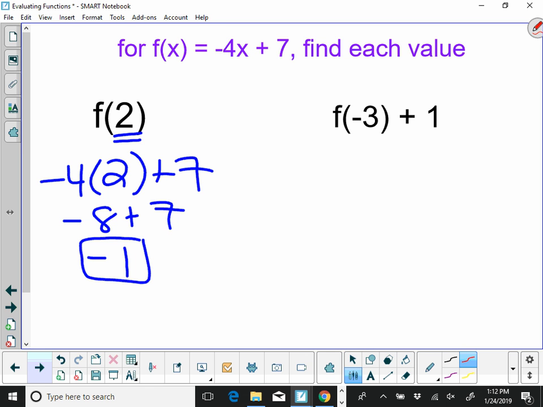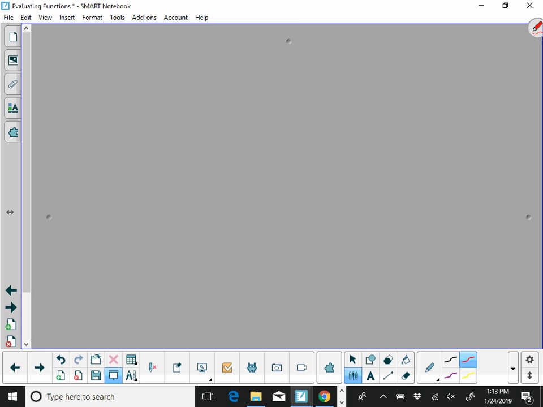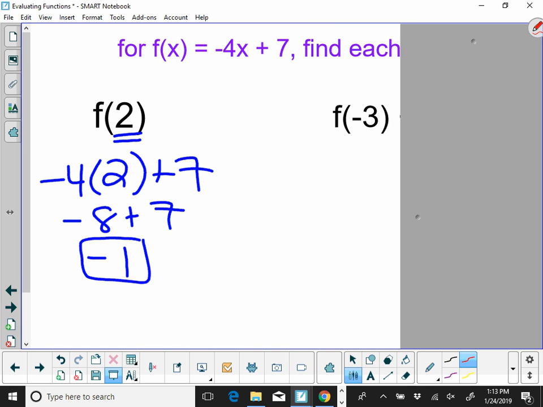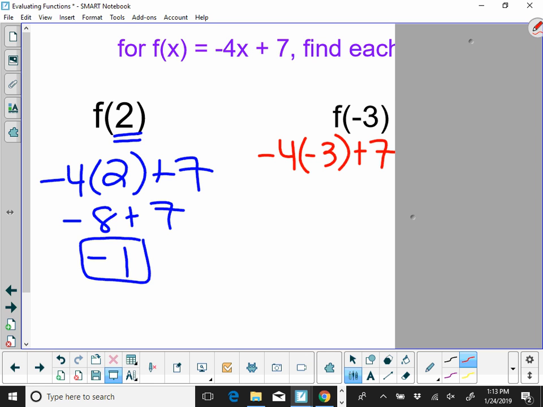All right. Where do you think I should start on this second one? F of what? Okay, so we're gonna pretend that plus 1's not even there. Pretend it's not even there right now. Let's do f of negative 3. So that's going to be negative 4 times negative 3 plus 7, right? Okay, evaluate that and see what you get. At the end, it'll be there.